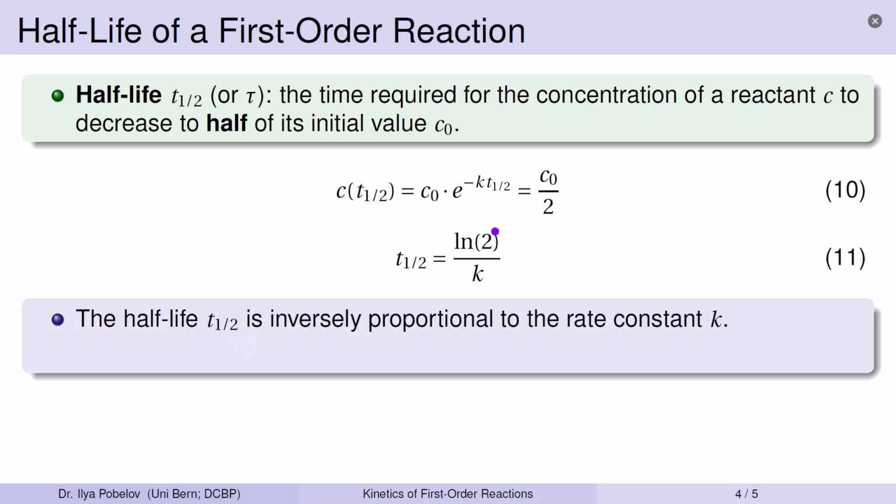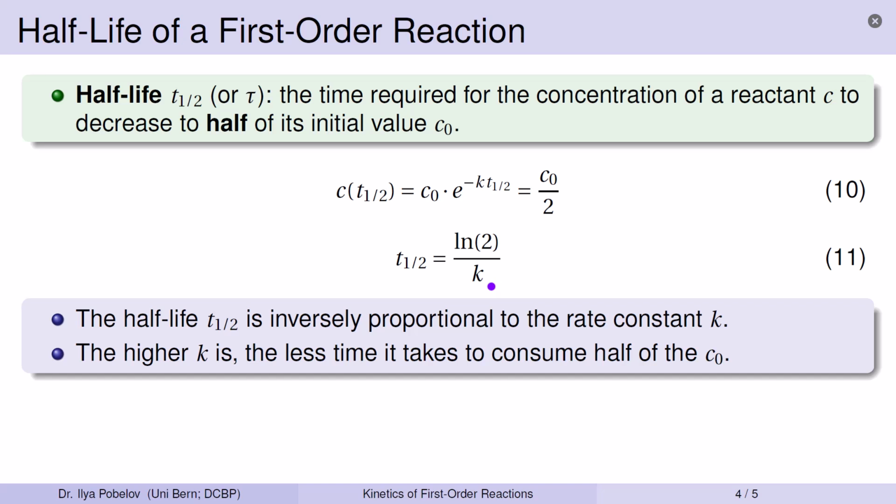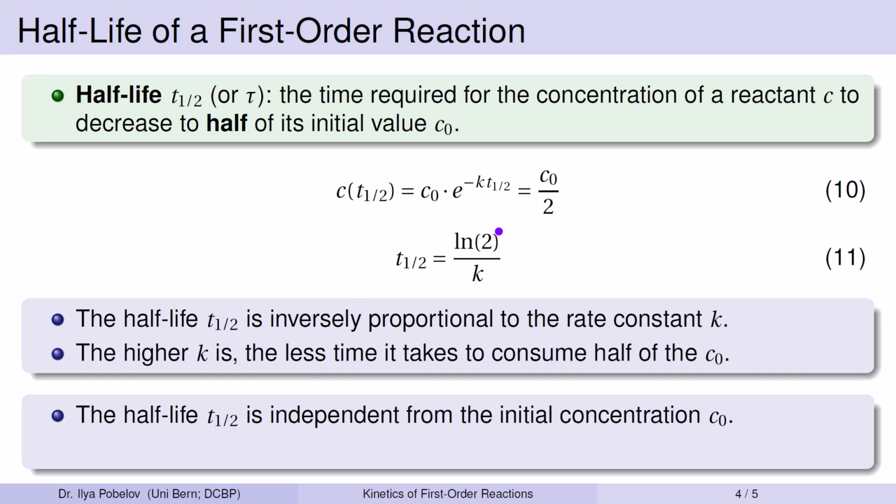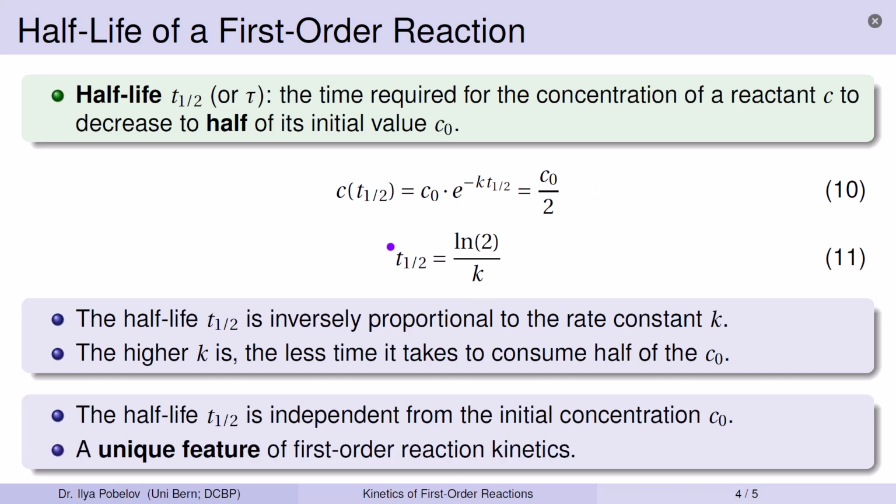This equation reveals that for a first-order reaction, the half-life is inversely proportional to the rate constant. In other words, the higher the rate constant is, the less time it takes to consume half of the initial amount of reactant. Furthermore, the half-life is characterized by its independence from the initial concentration. This is a unique feature of first-order reaction kinetics, distinguishing it from other reaction orders where the half-life varies with concentration.